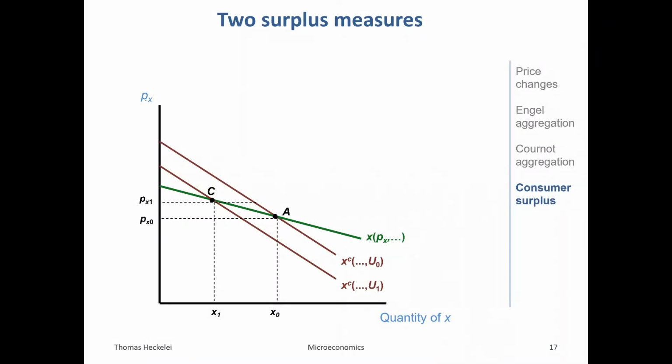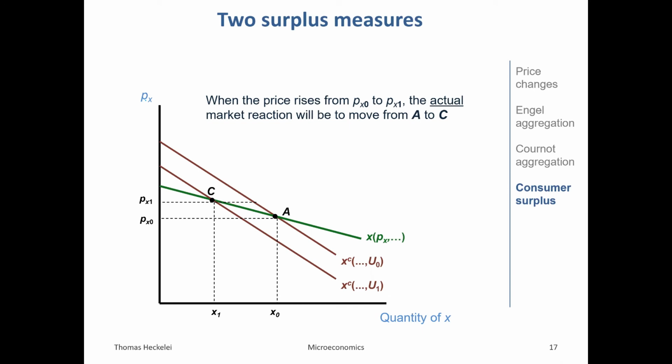Okay, let's put everything on the demand curve, right? You have price increases from Px0 to Px1 here. The actual market reaction will be moved from A to C. Market reaction means what we observe on the market, not from individuals' behavior, but the general reaction of demand on the market. That's what we said before. We could only observe moving from A to C directly, okay?